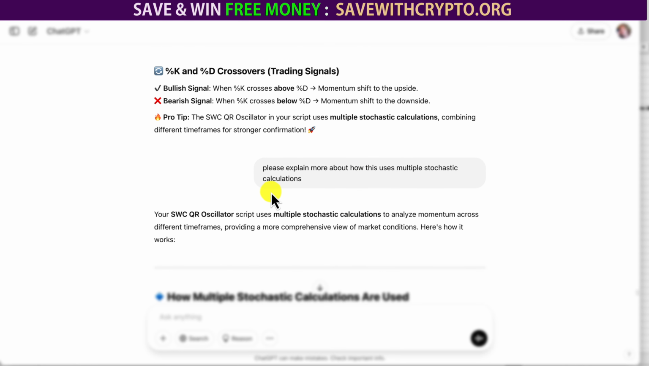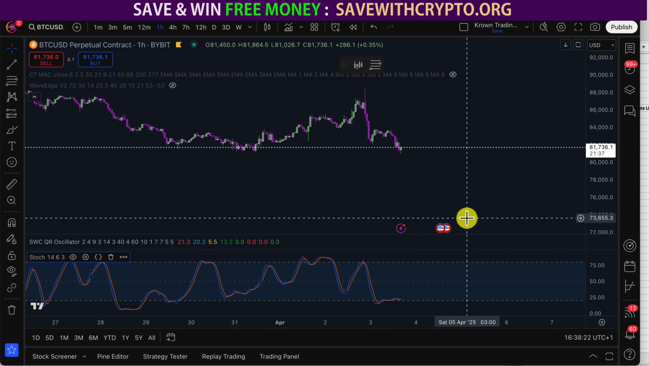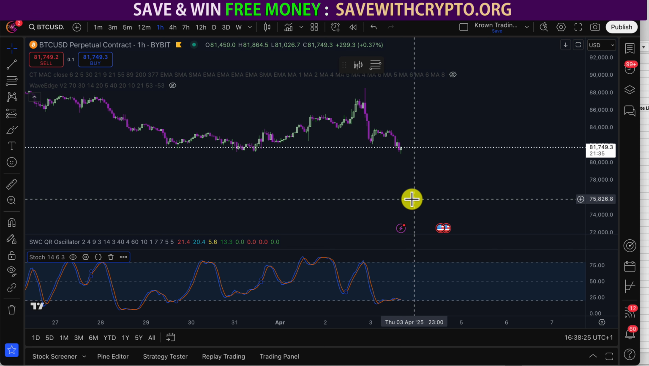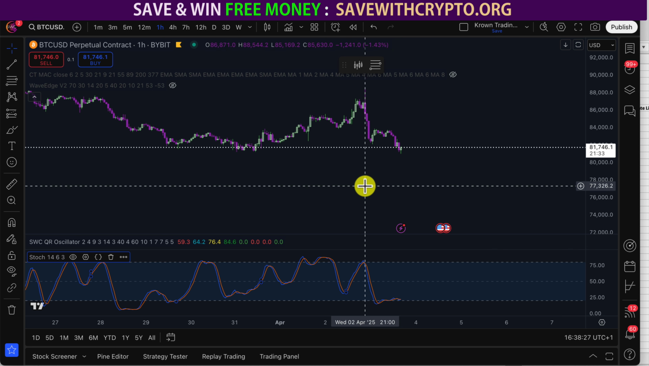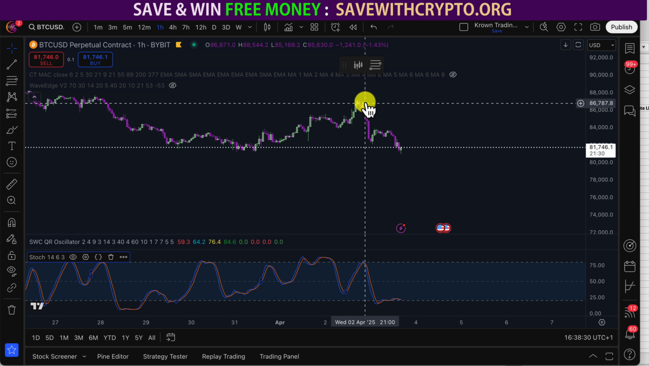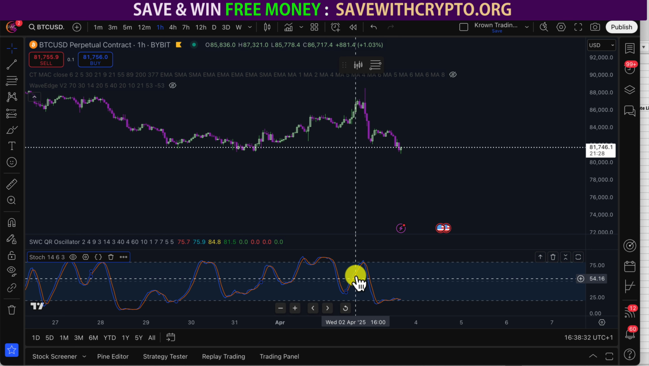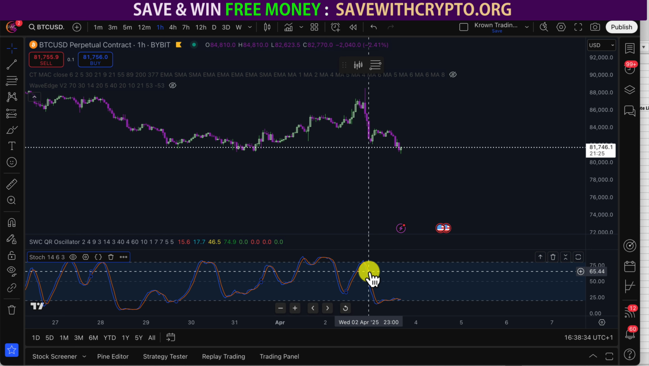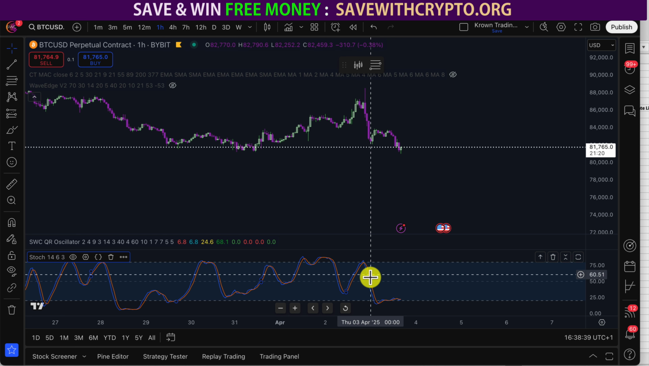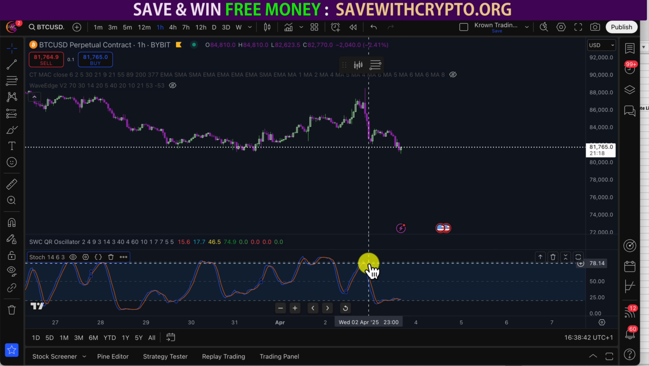So we've got here, it's a bullish signal when the percent K crosses over the percent D. It's a bearish signal when the percent K crosses below the percent D. So if we look here, for example, at the pump we got last night, you can see that was the peak there. And at that point, the two lines in the stochastic oscillator crossed over, and they were both just above that 80% line there.